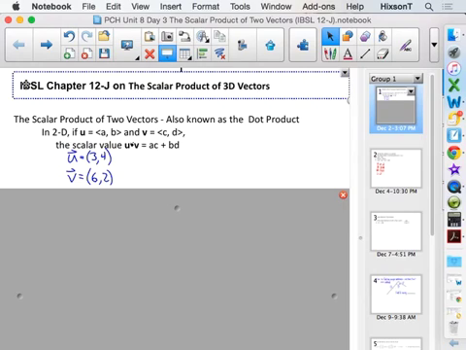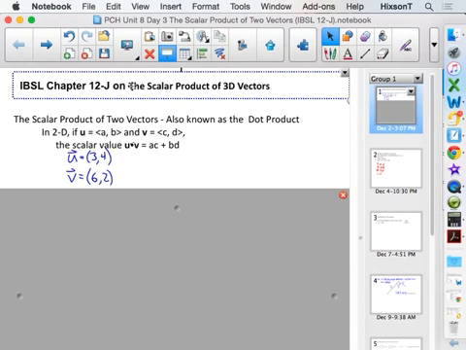Okay, this is day 3. You'll find it if you look in the notes, not right now, but if you look in the notes, you'll see it as PCH Unit 8 day 3 scalar product of two vectors.